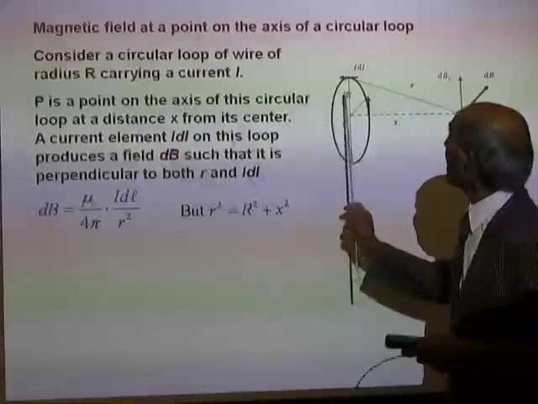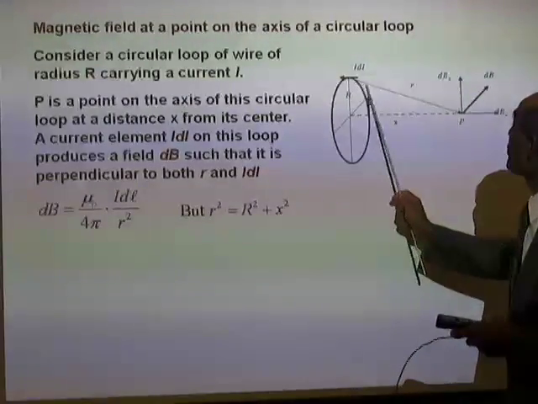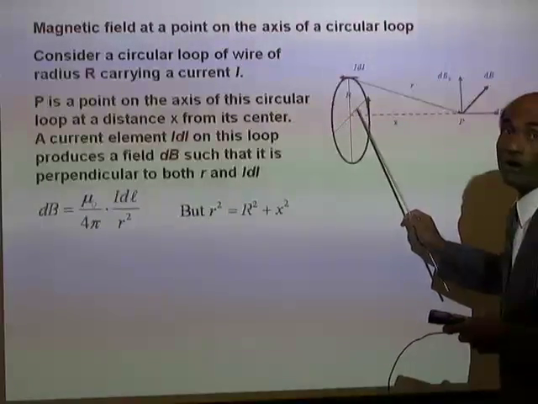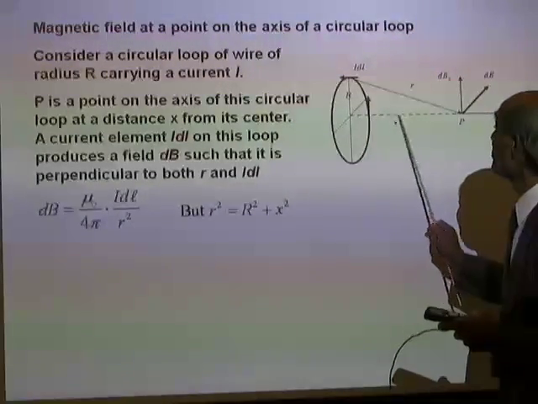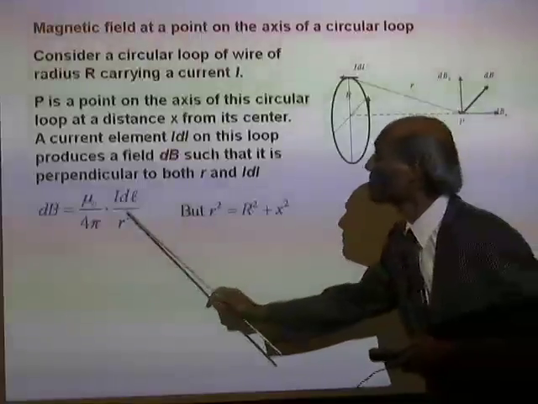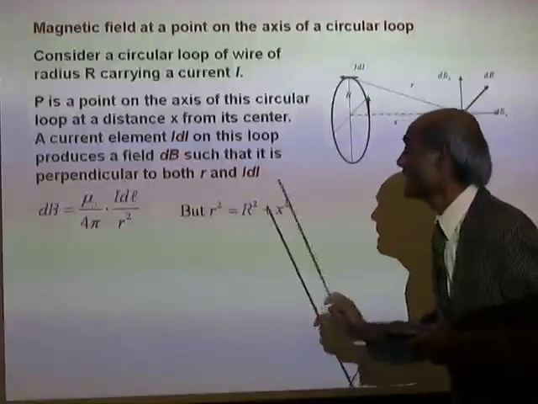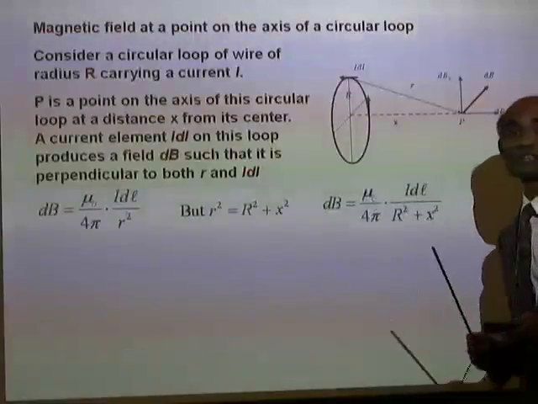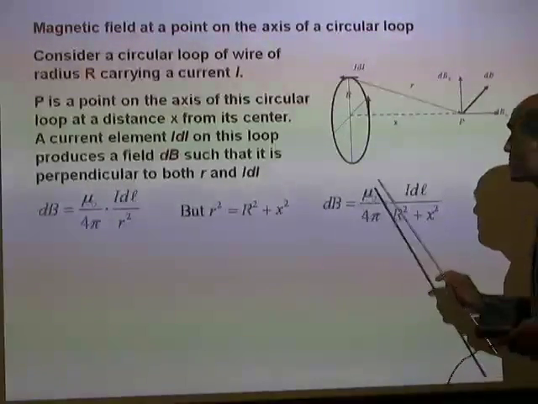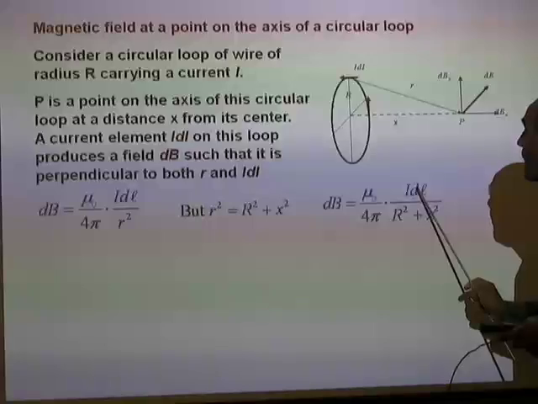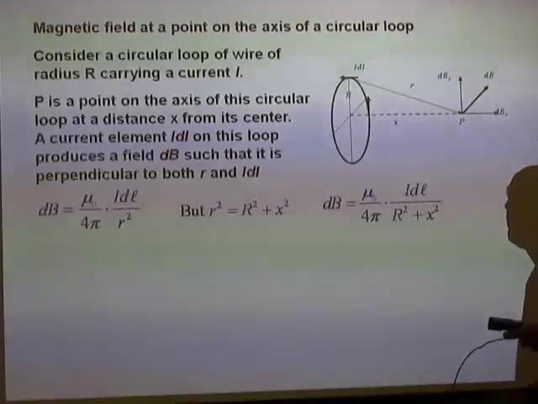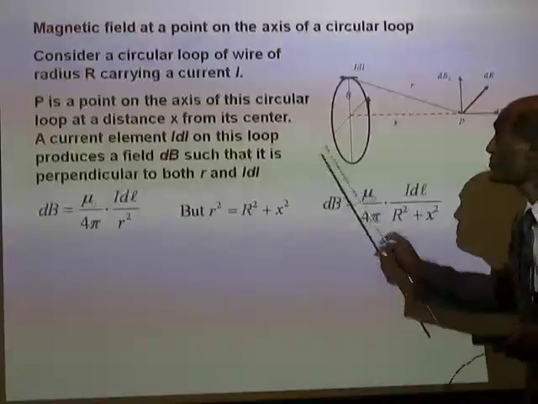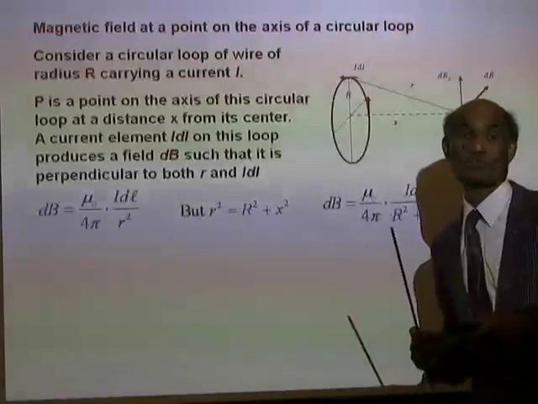Now, this R can be replaced. The square of this R is the radius big R squared plus x squared. So we're going to replace this R squared as big R squared plus x squared. That gives us the expression dB equal to mu 0 over 4 pi IDL over R squared plus x squared, where R is the radius of the circular loop.